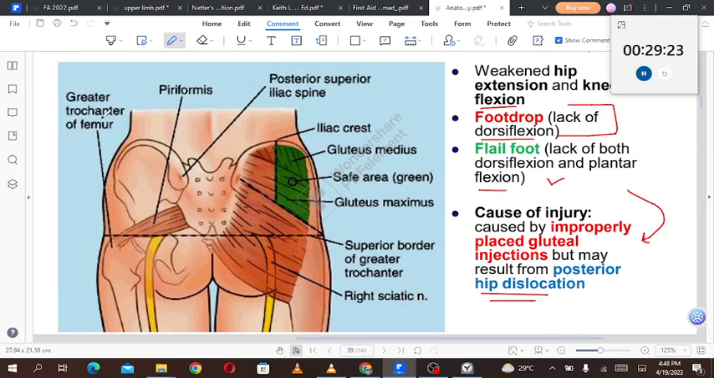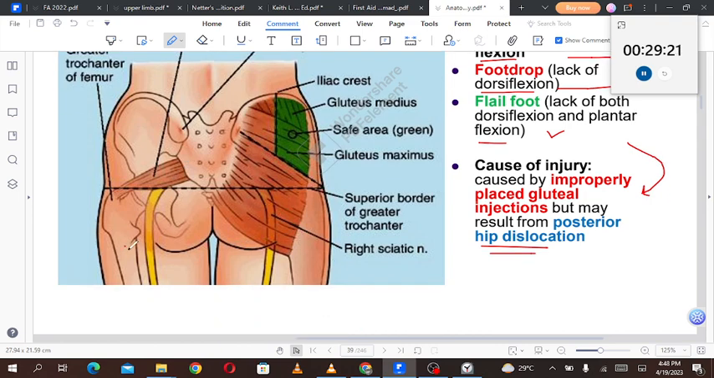Here you can see the sciatic nerve, this is the right sciatic nerve, and the iliac crest, and the gluteus medius muscle is over there. Then the safe green area is this area. If we divide the gluteus into 4 quadrants, the upper outer quadrant is the safe area for the injection. It is the safe injection site.